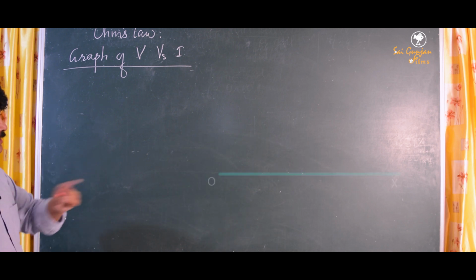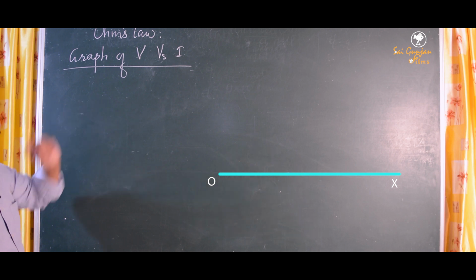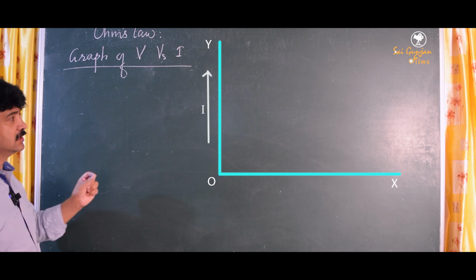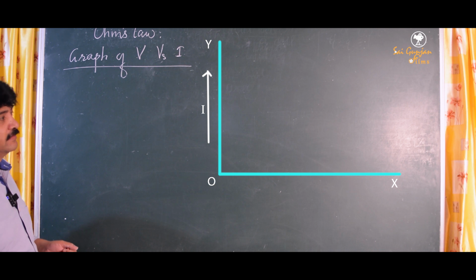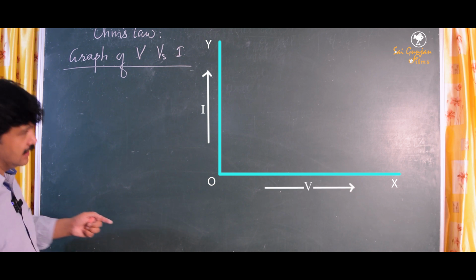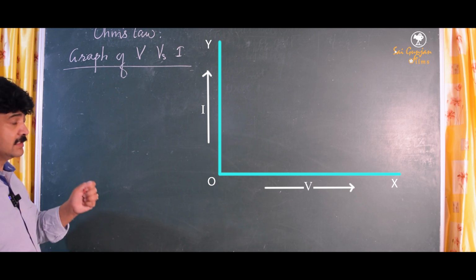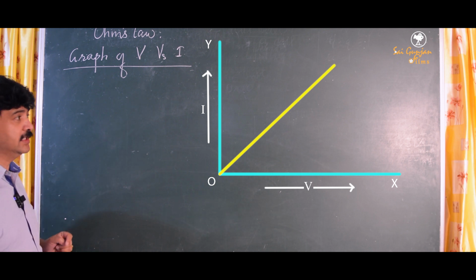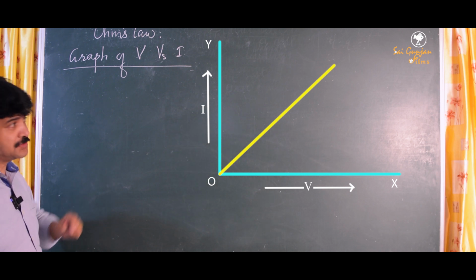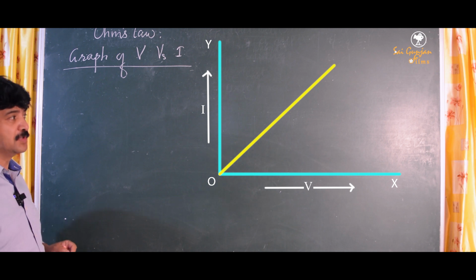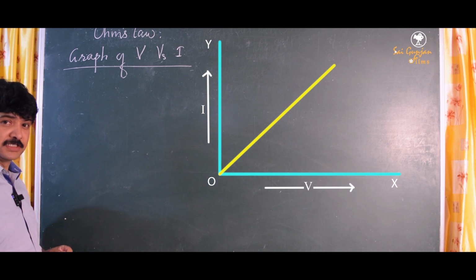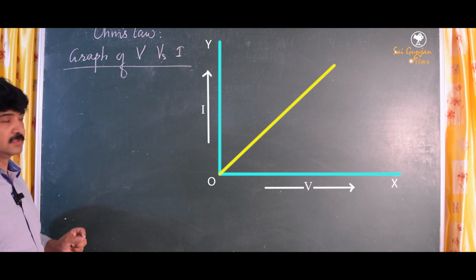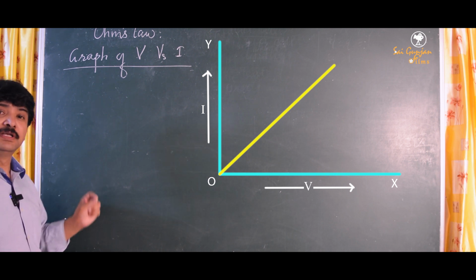Now that is the x-axis, and this one is the y-axis. Now if we plot the values of current along the y-axis and values of V, the potential difference, along the x-axis, then we get a graph like this. That means a straight line passing through the origin, okay? So that oblique straight line means that as the value of the potential difference increases, the value of current will also increase. When the value of the potential difference is 0, the current will also become 0. So this is the characteristic feature of a conductor.